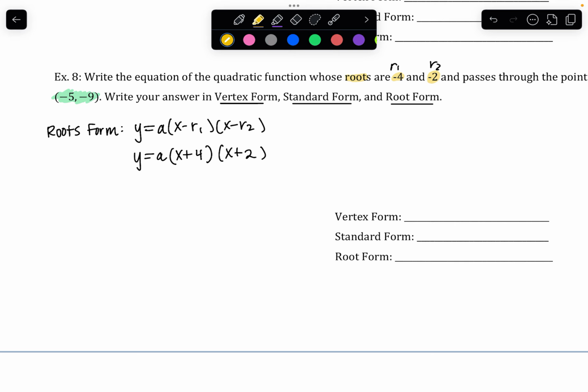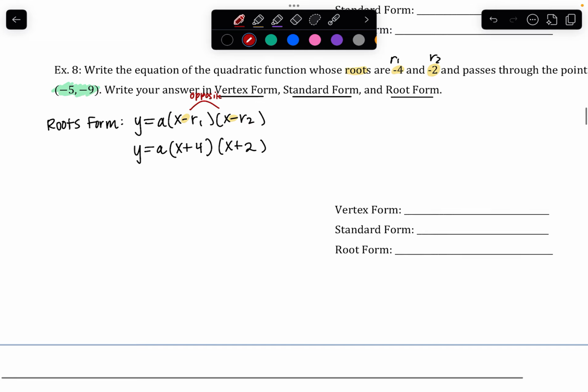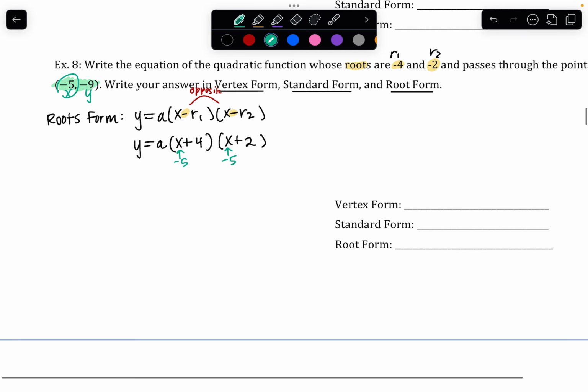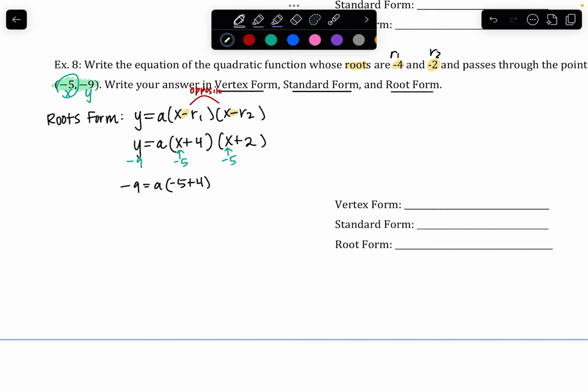Okay, and so if you want to make note of that, opposite, opposite. Okay, and so now we just need our a value, and that's what this random point is. It gives us an x and a y that we can plug in for x and y. And so it says x is -5. So both of these x's are -5, and y is -9. Okay, and so when I substitute those into my equation, the only unknown variable is a, and we can solve for it.